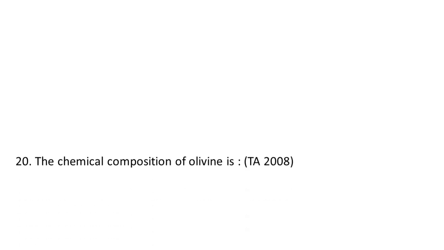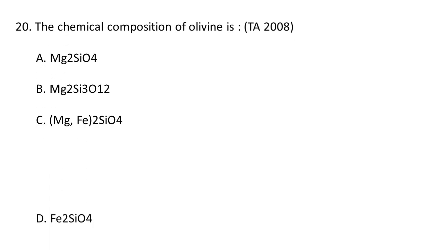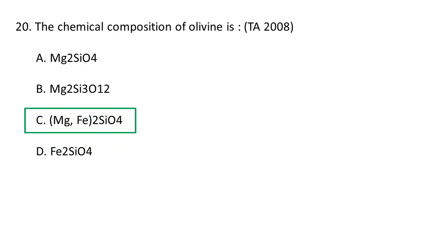Next question. The chemical composition of olivine, a very simple and very straightforward question. A. Mg2SiO4, B. Mg2Si3O12, C. (Mg,Fe)2SiO4 and D. Fe2SiO4. The chemical composition of olivine is (Mg,Fe)2SiO4. C is the correct option.